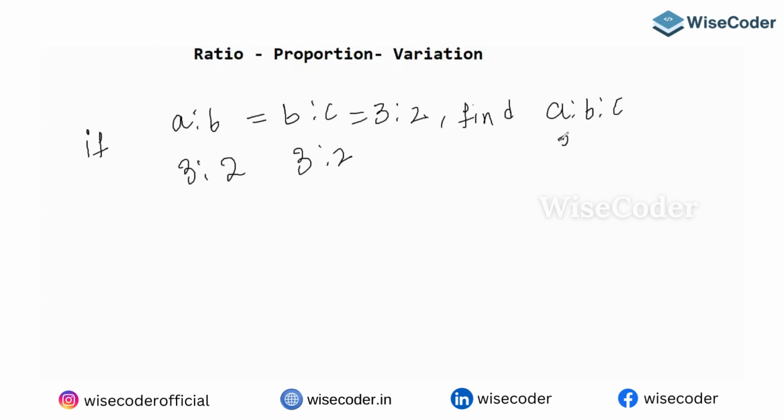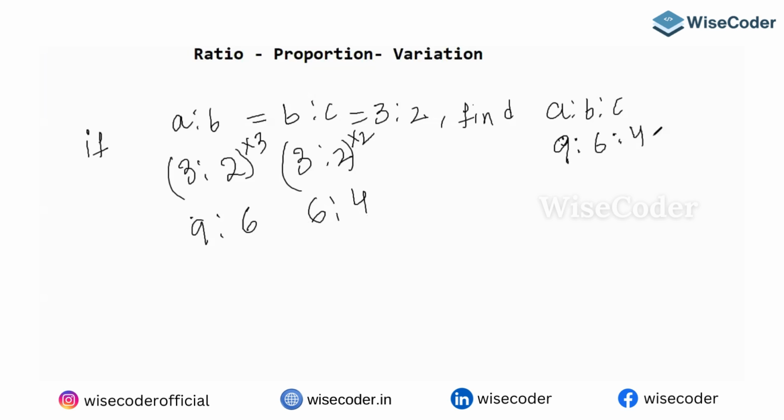So these two are same, guys? No. So make them same. How? Multiply this ratio with 3, multiply this ratio with 2. So 3 3s are 9, 3 2s are 6, 3 2s are 6, 2 2s are 4. Now these two are same. So now you can say it as 9 is to 6 is to 4.